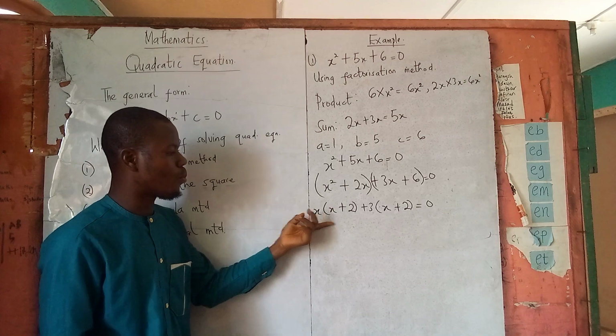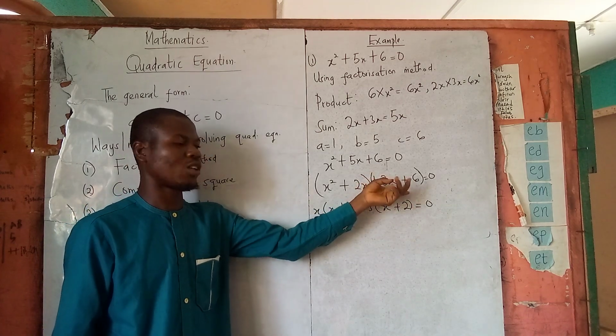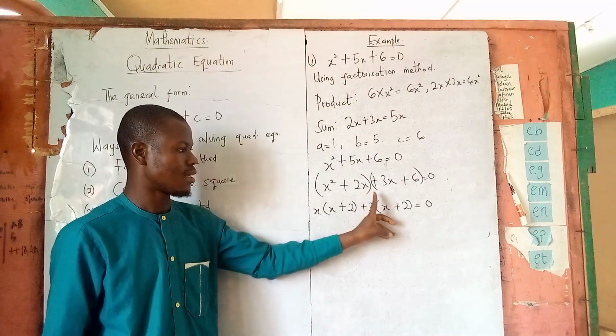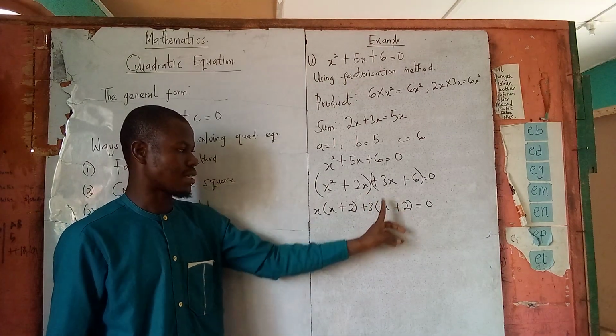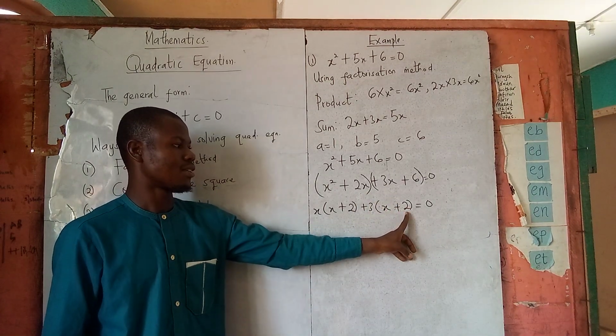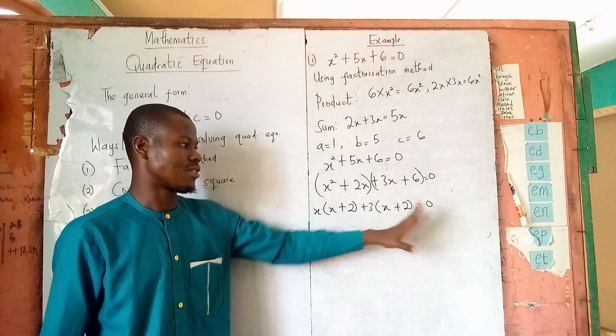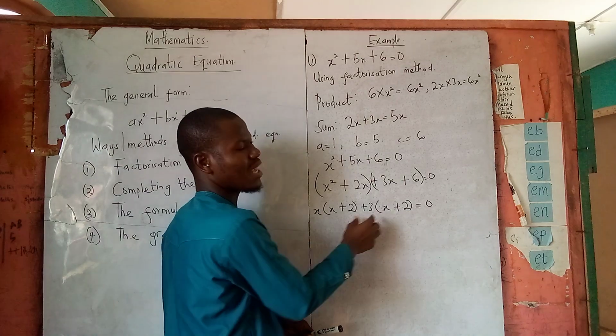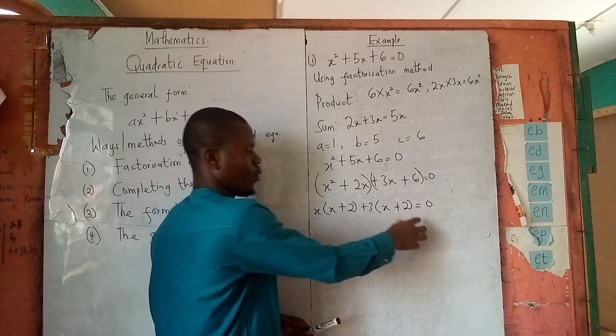Because when you open this bracket, it must give you back the one that you have on top. x times x, x squared. x times 2, 2x. Plus 3 times x, plus 3x. Plus 3 times 2, 6, equal to 0. So this bracket must be equal. They must have the same thing.